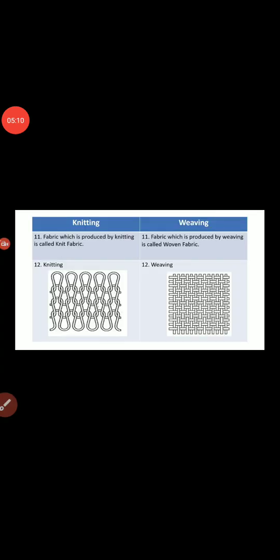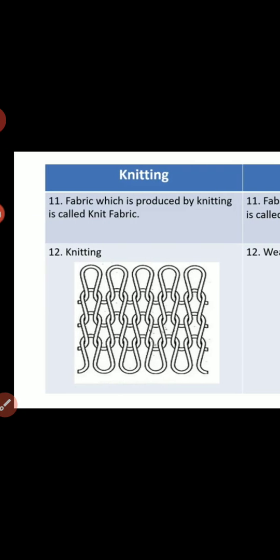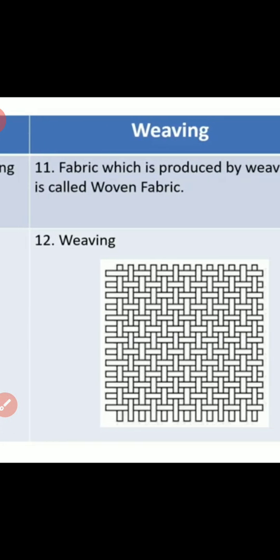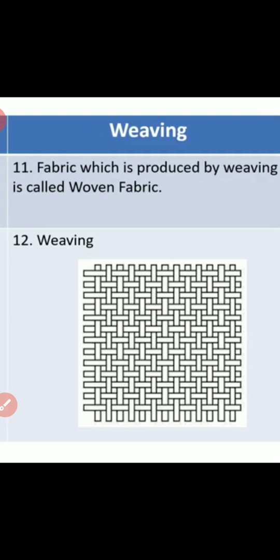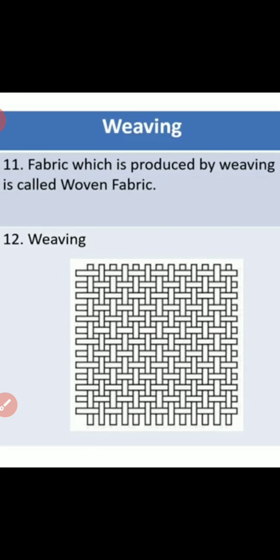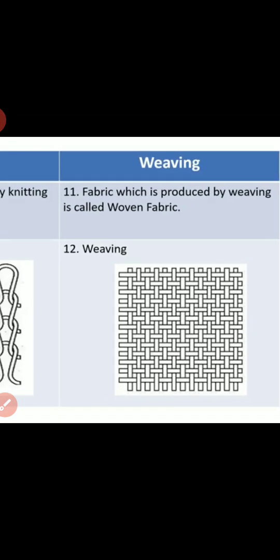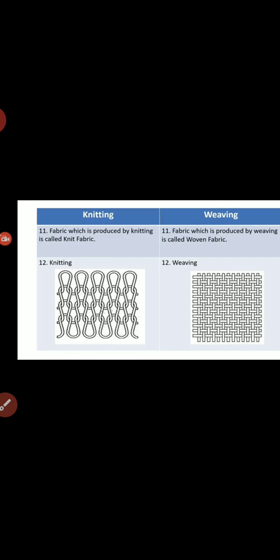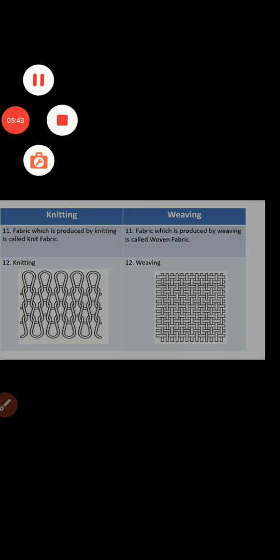Fabric which is produced by knitting is called knit fabric. See in this picture you can clearly see how the knitting is done here. In weaving, fabric which is produced by weaving is called woven fabric. So this is the weaving. See, the two yarns are interlaced with each other. So this is nothing but weaving. Various fashion designers use the weaving process for most of their fabrics.